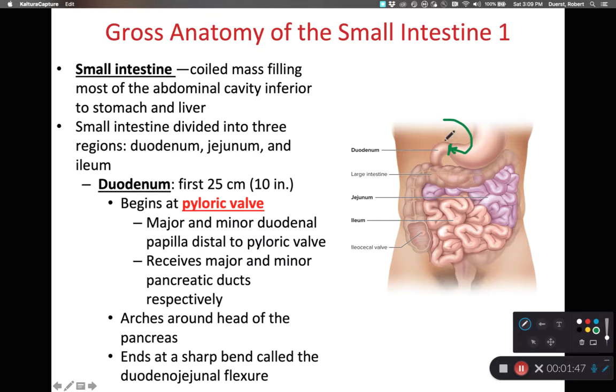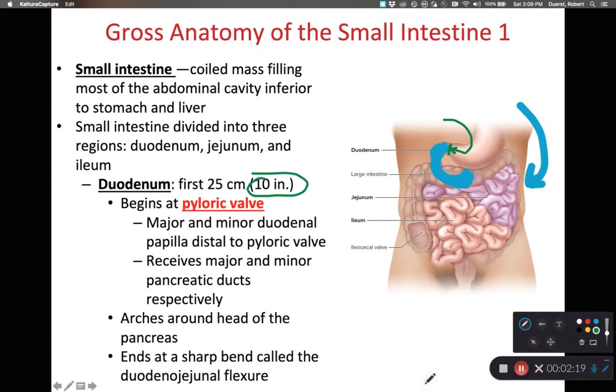The duodenum begins immediately after the pyloric valve and is quite short, approximately 10 inches long. So I'm going to shift to blue here. The duodenum is, I'll go a little wider here. The duodenum is right here. Let's go really wide. There we go. So our duodenum is right here and extends 10 inches to the jejunum. And the jejunum is then that purple region right down there.